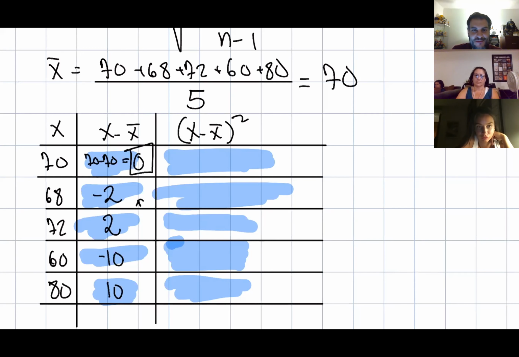So let's go on to the next one. You get these numbers and you square them. So 0 to the second power is 0. -2 to the second power is 4. 2 to the second power is 4 again. -10 to the second power is 100. 10 to the second power is 100.